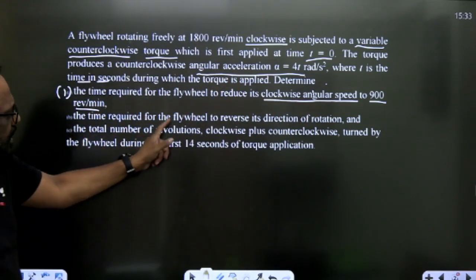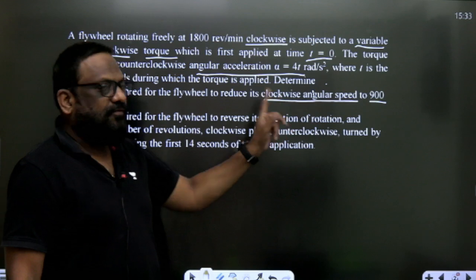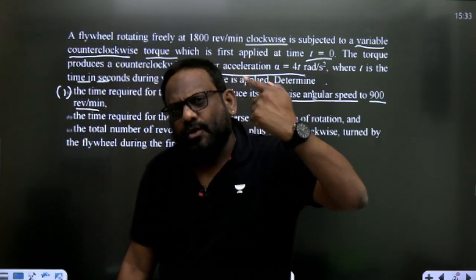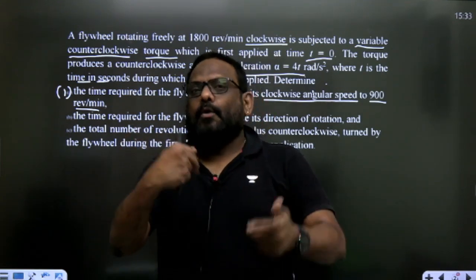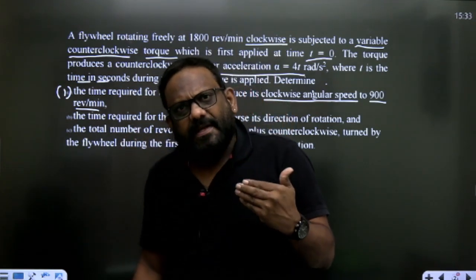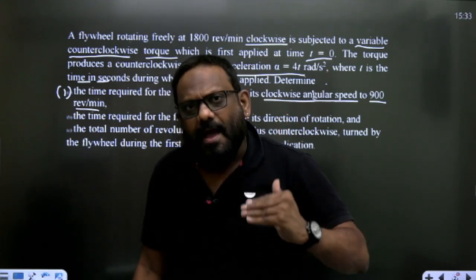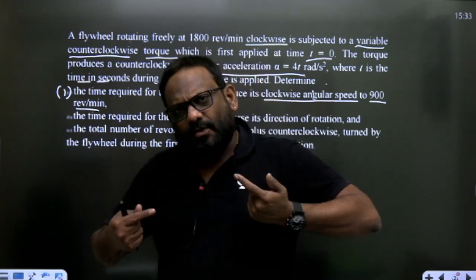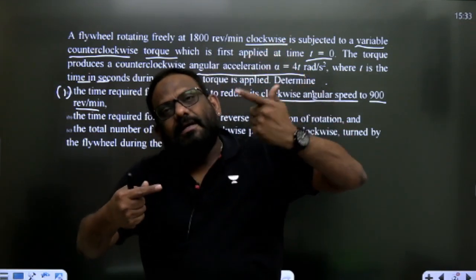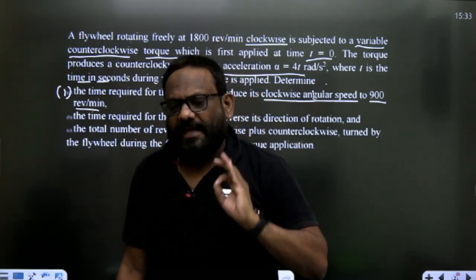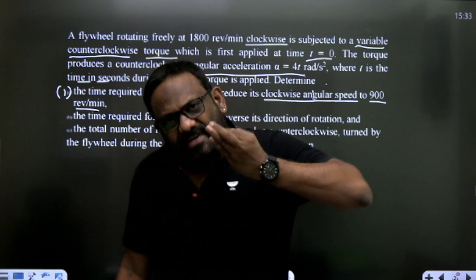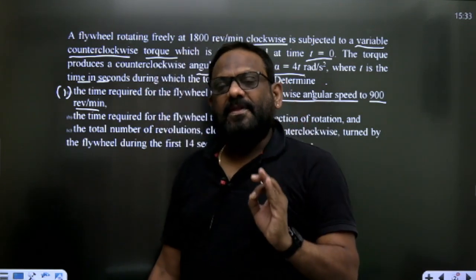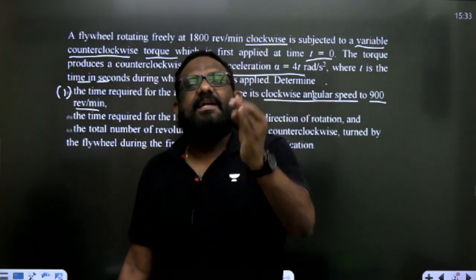Second, the time required for the flywheel to reverse its direction of rotation. Originally it was rotating in clockwise direction. You have applied a variable torque in counterclockwise direction, so definitely its speed gets reduced, and at some point of time the speed will be 0. Because of that counterclockwise torque, it may start rotating in anti-clockwise direction. He is asking at what time it reverses its direction. Indirectly he is asking at what point of time the speed is 0.